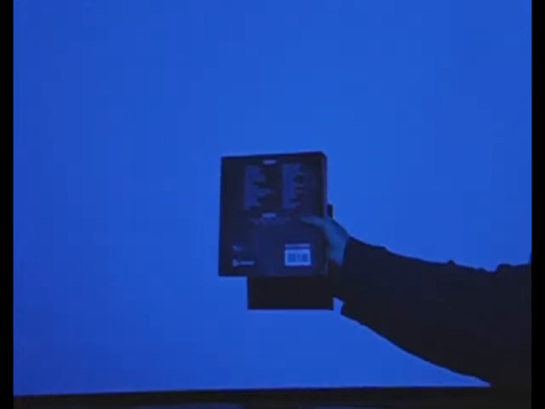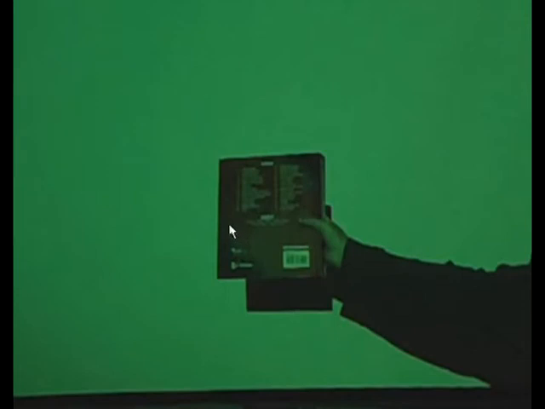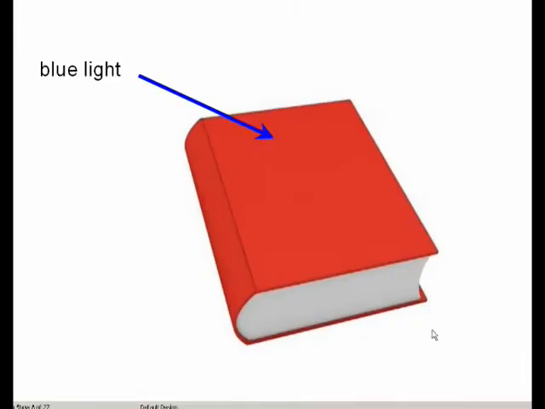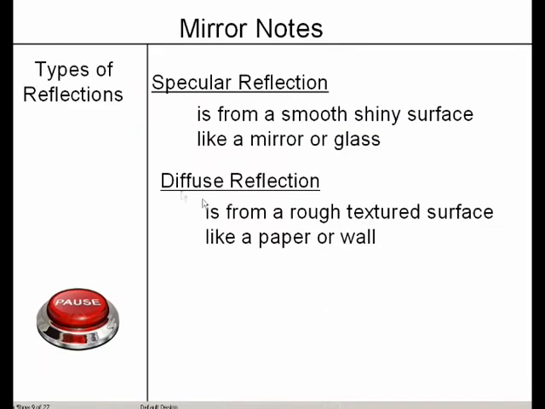When I switch the light over to blue, the red object is absorbing the blue light, and you see the color black or a dark gray, but the white writing on the book still reflects the blue light. So we're seeing blue writing on a black background. And same if I put green light on there, the red object absorbs the green light, so you're seeing again gray or black, and the white writing reflects the green light, so we're seeing green writing on a black background. So those are all called diffuse reflections.